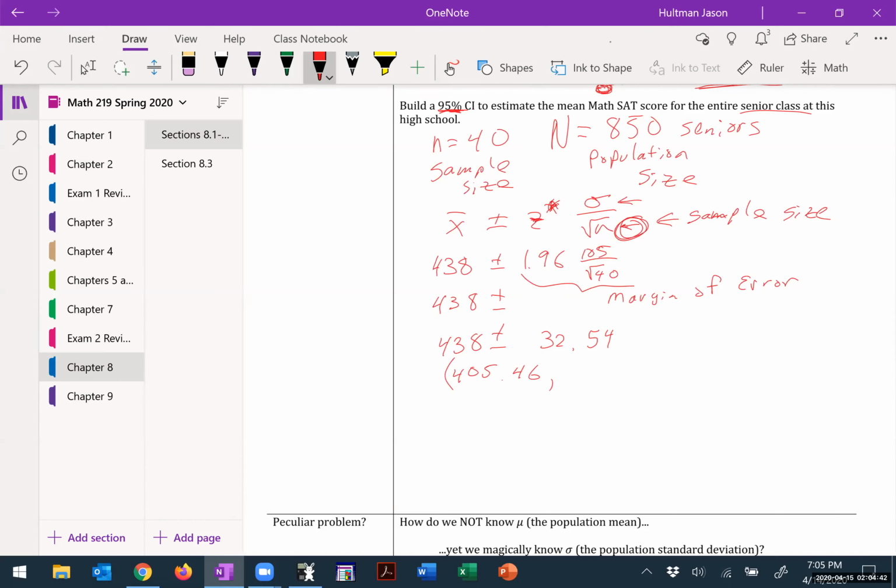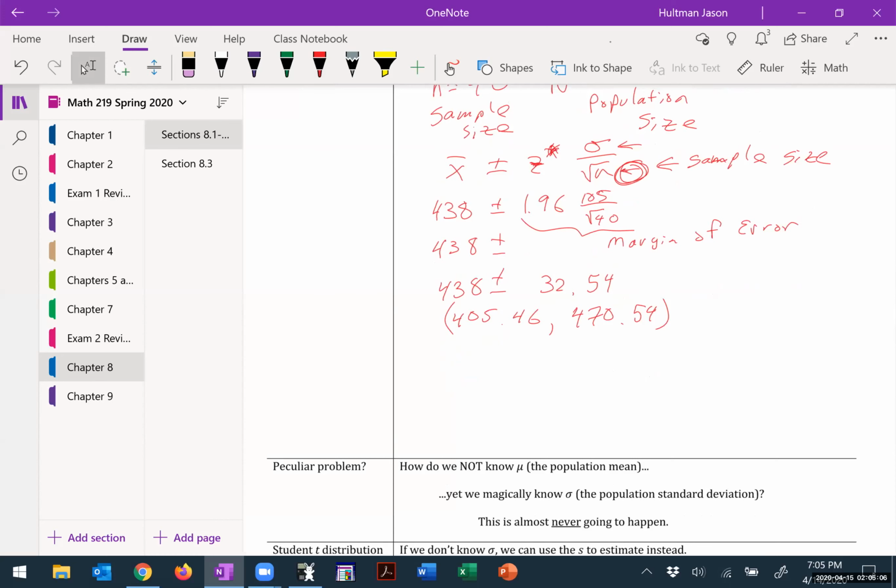And let's add 32.54 to 438. That's 470.54. Okay. So what does this tell us? What is our conclusion? From here on out, we have to have an interpretation. We must interpret our results.